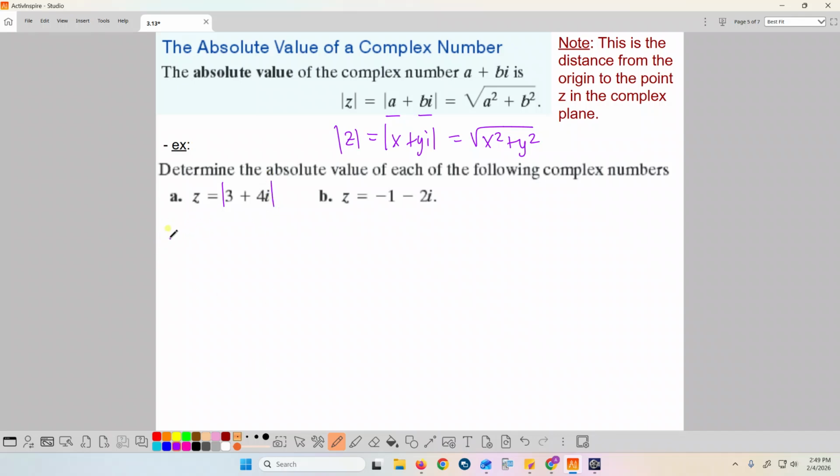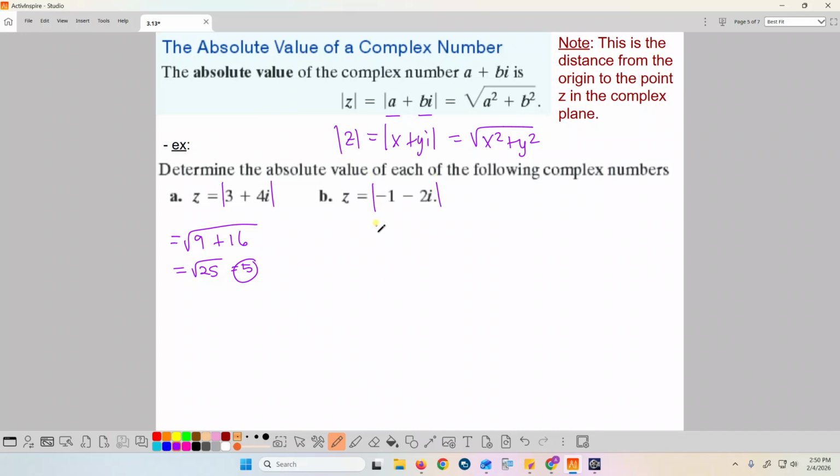Okay, so let's look at question A. So if I'm going to take the absolute value of this complex number, that just means it's the square root of 3 squared, which is 9, plus 4 squared, which is 16. Now this is going to add up to 25, so that's radical 25, and that just becomes 5.